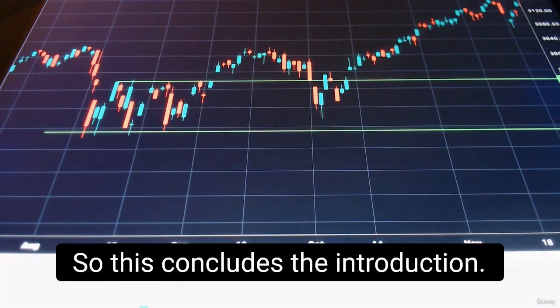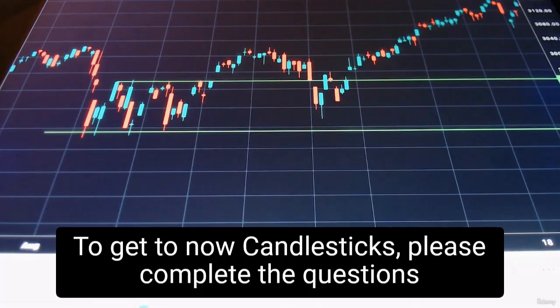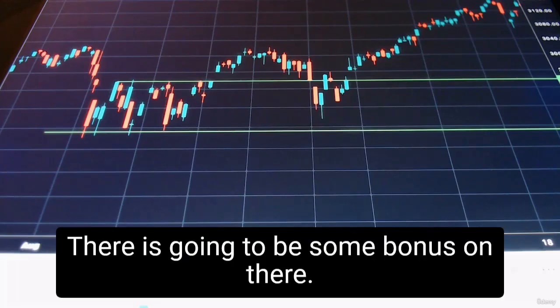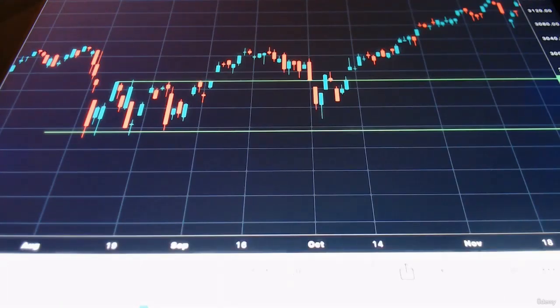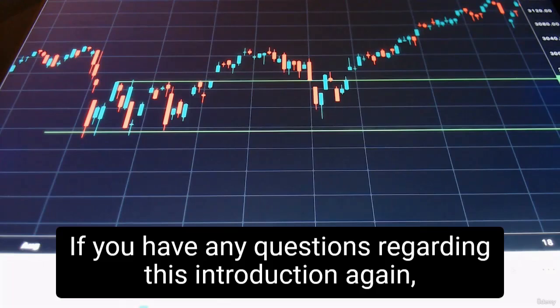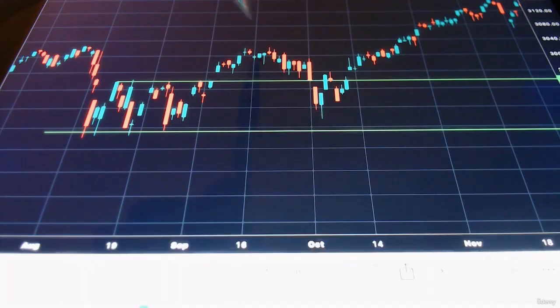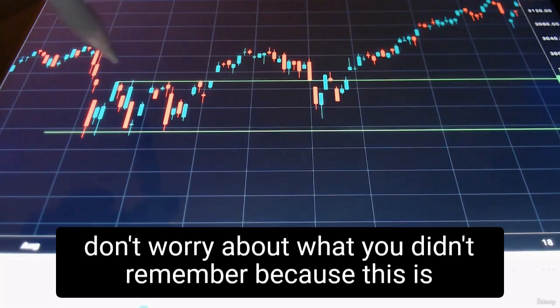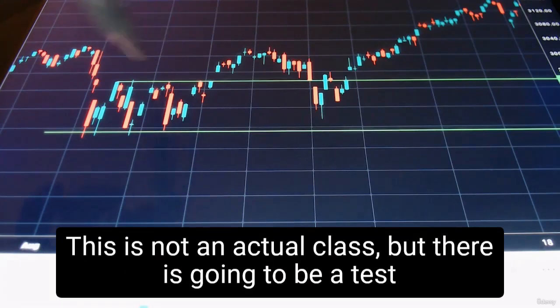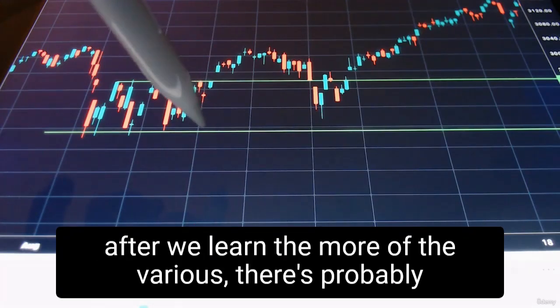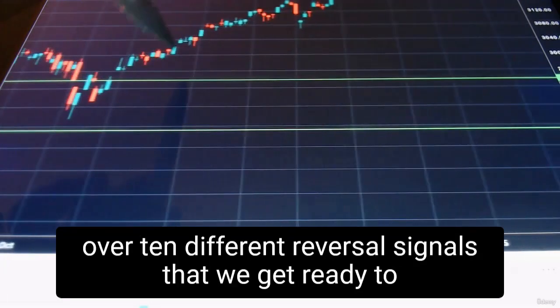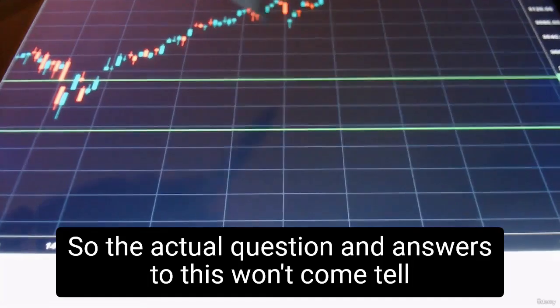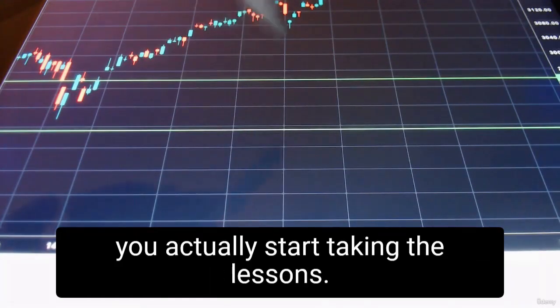So this concludes the introduction to get to know candlesticks. Please complete the questions and answers of the test. There is going to be some bonus on there. If you have any questions regarding this introduction, again, don't worry about what you didn't remember because this is just an introduction. This is not an actual class, but there is going to be a test after we learn the more of the various reversal signals. There's probably over 10 different reversal signals that we're getting ready to learn next. So the actual questions and answers to this won't come until you actually start taking the lessons.